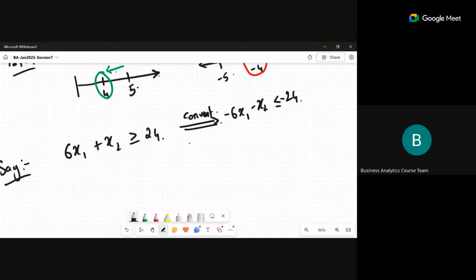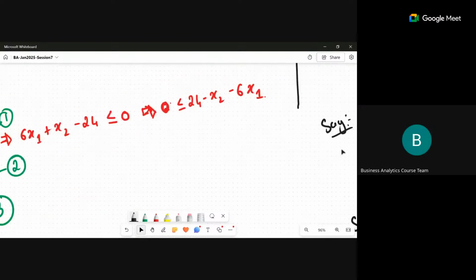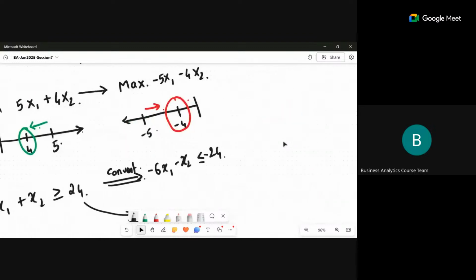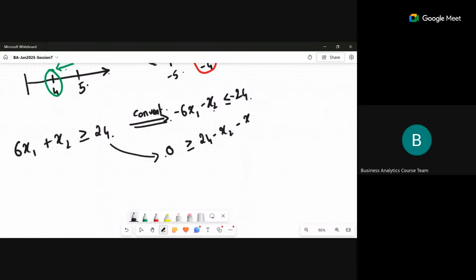Or if you are not getting this, look at this, do this operation, moving it to the other side, right? Moving it to the other side. 0 must be greater than or equal to 24 minus x2 minus, okay, this will be difficult to understand. Let's not do it. No need. Let's not get confused. This will work.